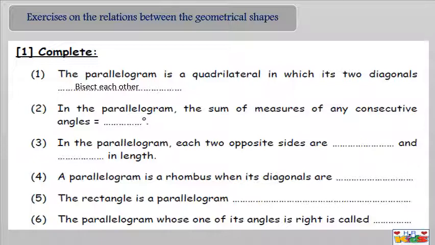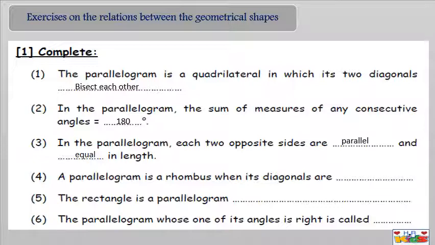The second one, in the question number 2, in the parallelogram, the sum of measures of any consecutive angles equal. ودي نوتس قلنا عليها مهمة جدا في الفيرست فيديو اللي لازم نحفظها كويس. ان the sum of measures of any consecutive angles equals 180. Question number 3, in the parallelogram, each two opposite sides are A and A. فقال are parallel and equal in length. Parallel and equal in length.